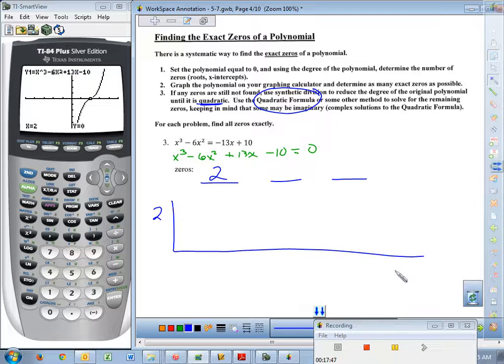Make sure you get all the right spots in there, if you need any placeholders or not. Once you do your synthetic division, what should your remainder come out to be, since we know that 2 is actually a 0 to this thing? The remainder should be 0. So that's how you know if you did the synthetic division right.